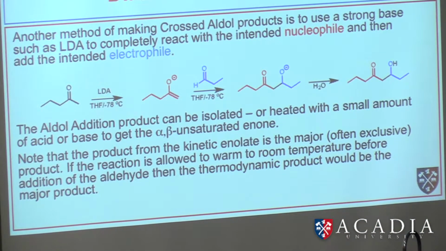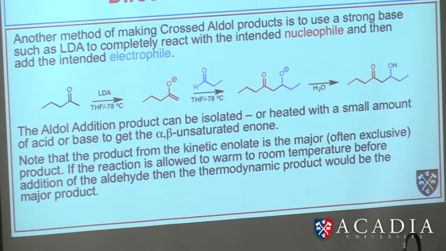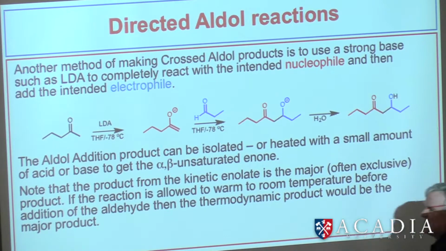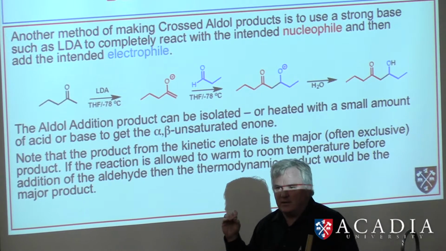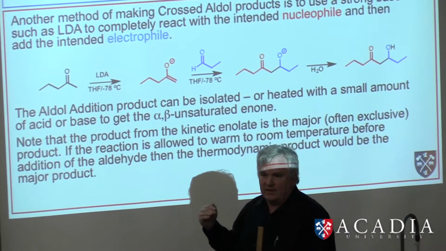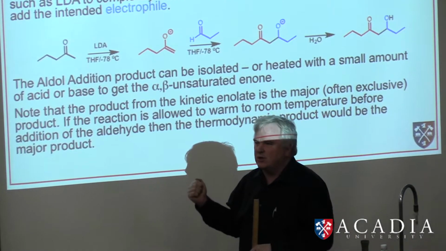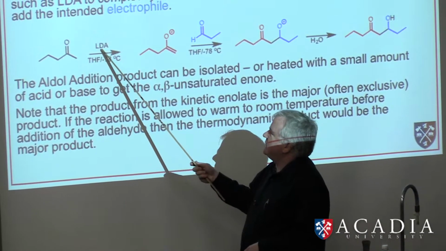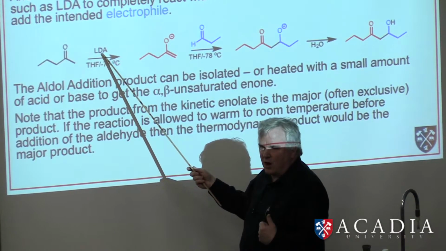Another way to make crossed aldol products, slightly different. Now we can no longer use catalytic amounts of base. We have to use a full amount of base. But what we can do is preform our enolate by reacting it with a very strong base and under dry conditions. So if we take a ketone, we react that with lithium diisopropyl amide, very strong base.